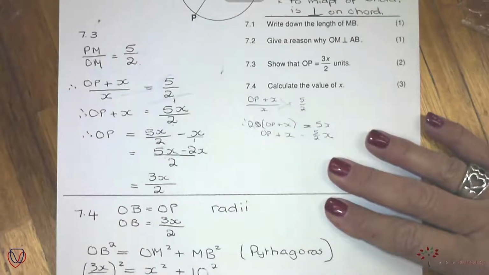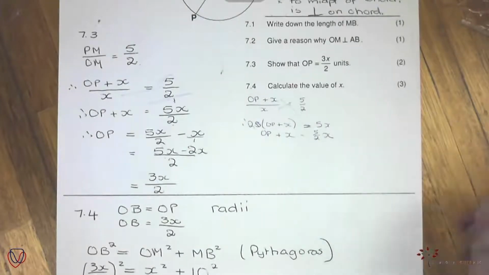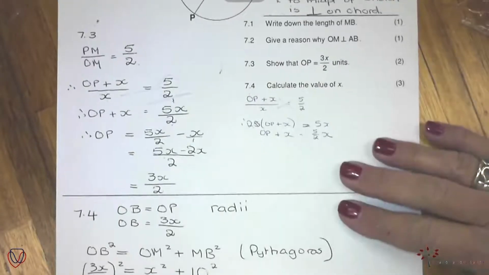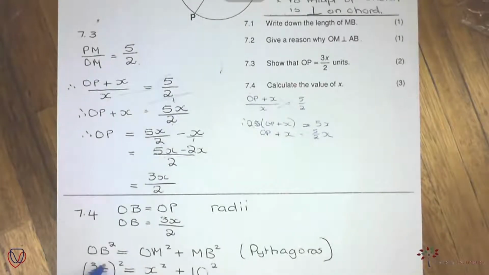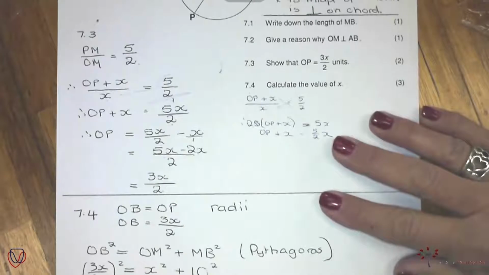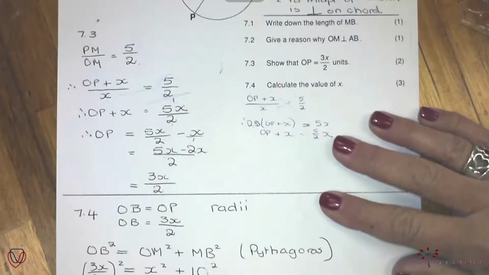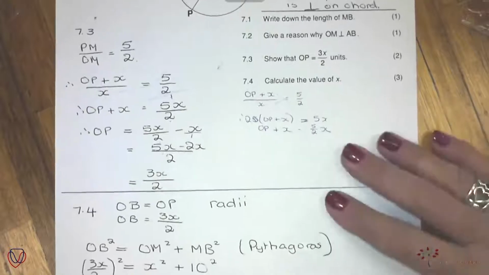OB is 3x over 2. OM is x squared, and MB is 10 squared. But Pythagoras, I square that side, 9x squared over 4, equals x squared plus 100. Okay, now I want to determine x. So I'm going to try to get my x on the left-hand side now.